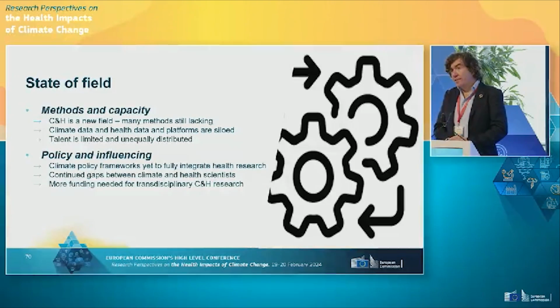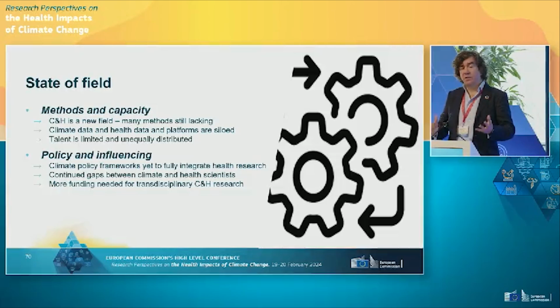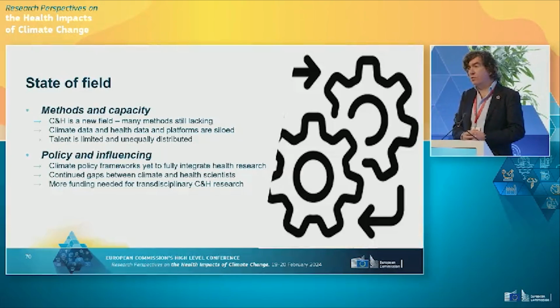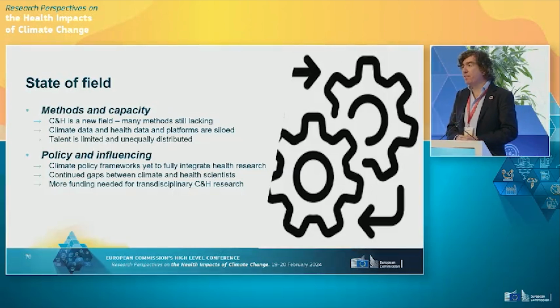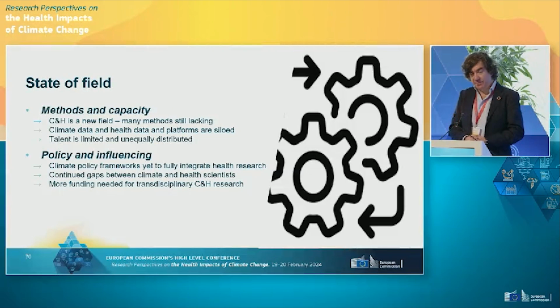Two other things on the state of the field. Number one, on methods and capacity, this is a new area. So let's not kid ourselves that we know how to do this. What's clear, as we've heard today, is it requires transdisciplinary science. It requires scientists from various areas talking to each other, and that's being done patchily. There are many methods still missing. The climate data and the health data are very siloed.